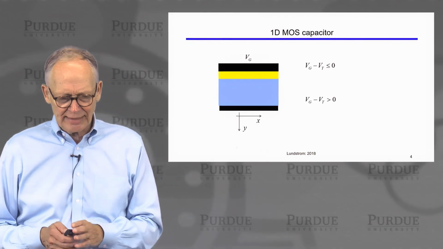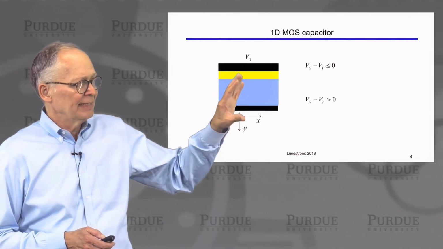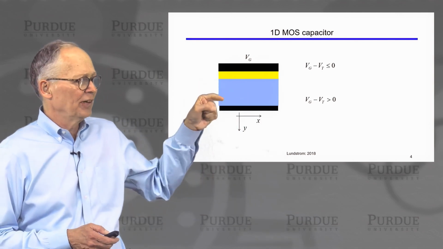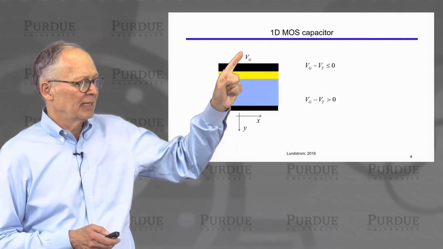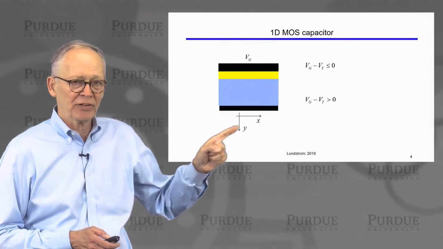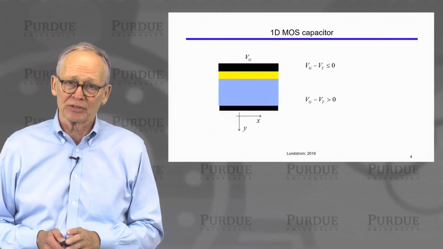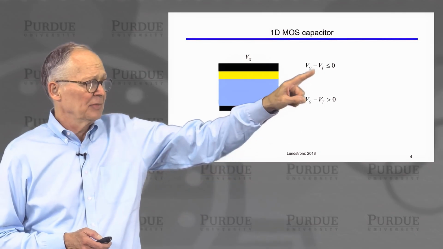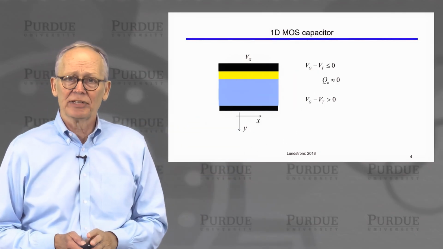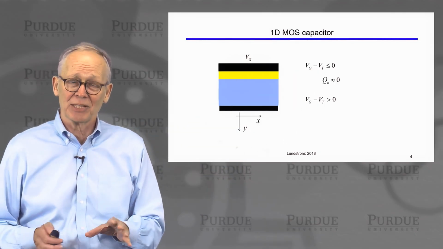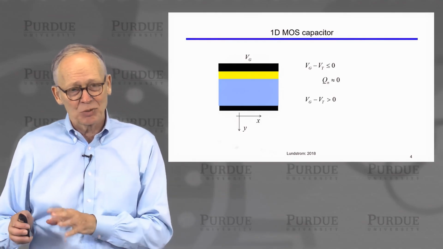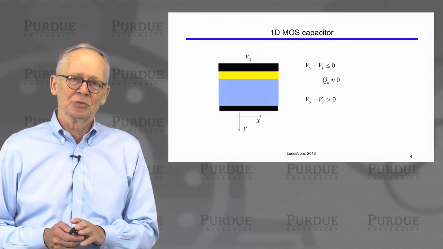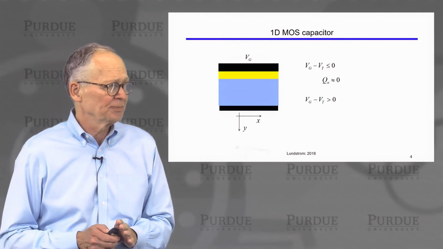All right, now before I do that, let's go to a simpler device. This is a one-dimensional MOS capacitor. No variation in the X direction. If I apply a gate voltage, things will vary in the Y direction, normal to the gate. Okay. Now, if the voltage is less than the threshold voltage, there is no charge. That's our approximation. In reality, there's a small charge. We'll talk about subthreshold charge later in the course, but for now, we'll assume that below threshold, there's no charge.